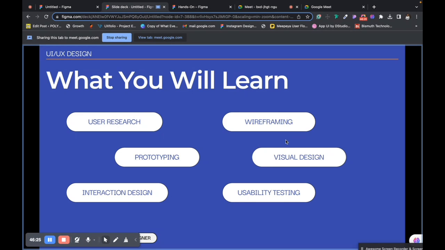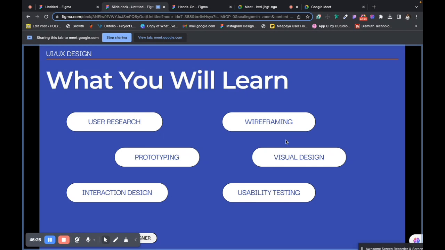Wireframings are like the skeletons of what the application is actually going to look like. So if you know how to do your wireframing very well, it will help you during your test phase. It will help you see the errors, improve iterations and all of that. So the next thing is prototyping.